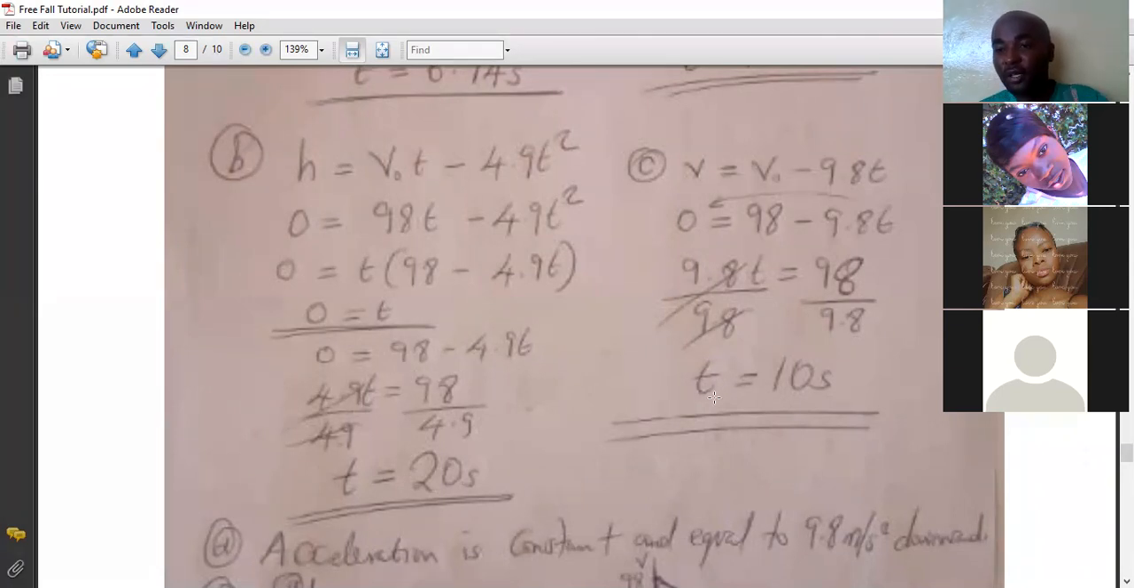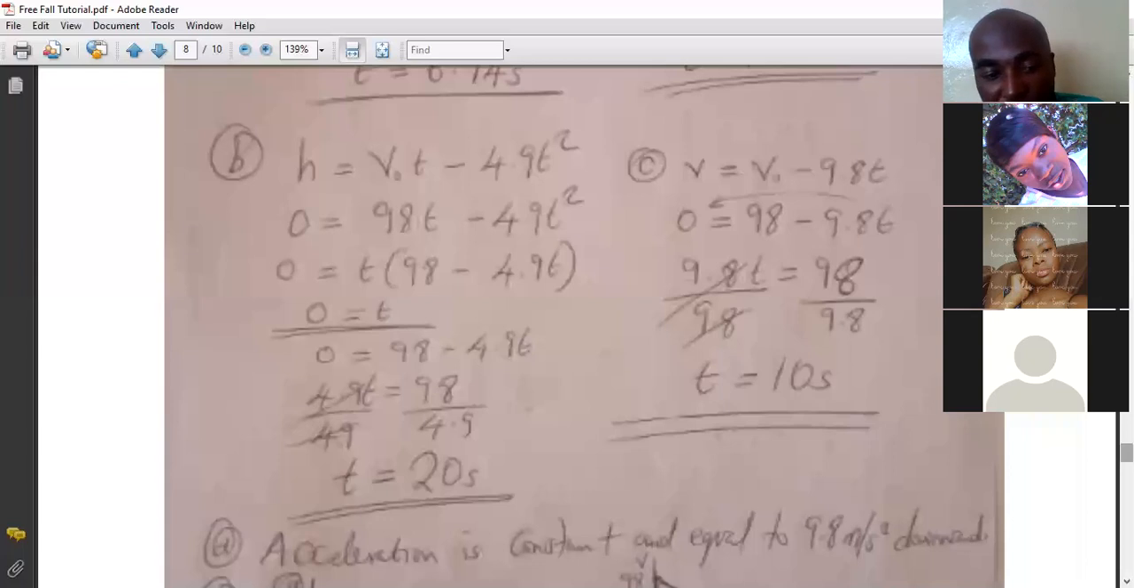Because when going to the highest point, it takes 10 seconds. When coming back to the point it was thrown from, it also takes 10 seconds. So the time when the displacement is 0, divided by 2, gives you the time when the velocity is 0. Because that's the maximum height. It will take the same time going up to the maximum height and coming down to the point it was thrown. That's how it is.